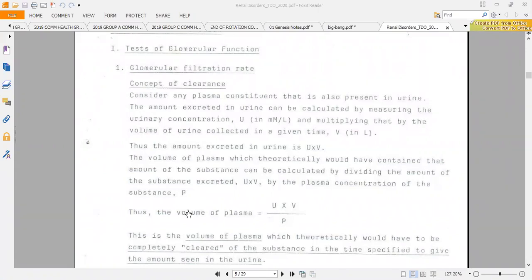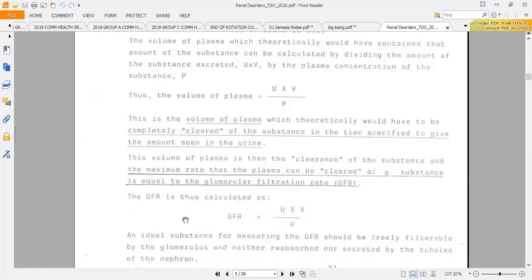That will give us the volume of plasma which has been cleared of the drug within the time you are talking about. So let's assume I got the volume to be 3 liters. That means that within 24 hours, the drug has been cleared from 3 liters of the plasma. That is the concept of clearance. Good. Please, is it clear? Any questions so far?